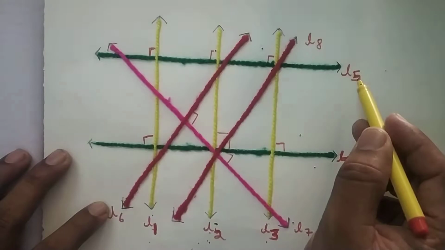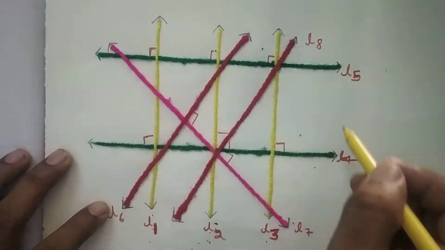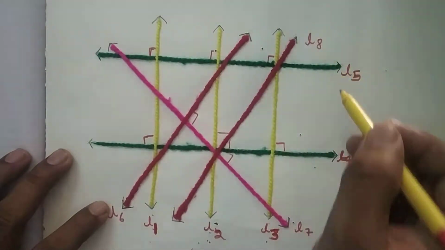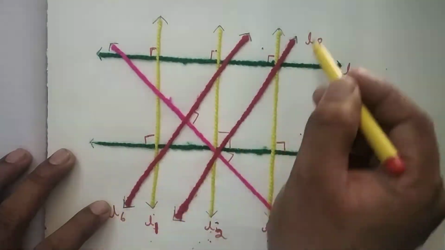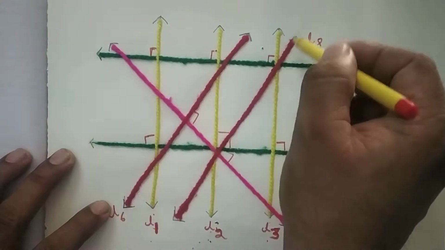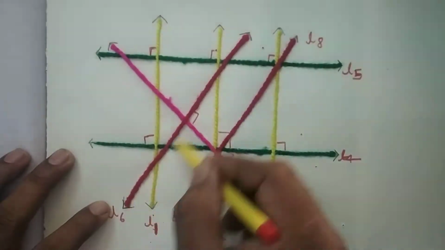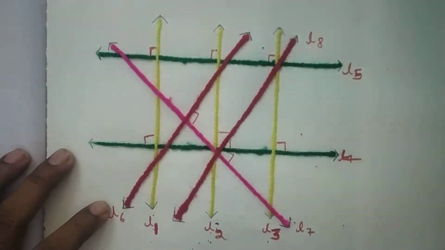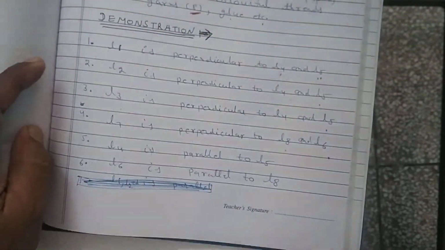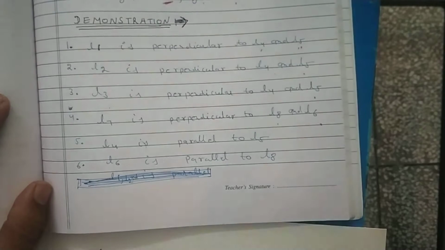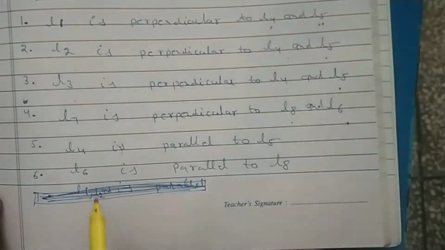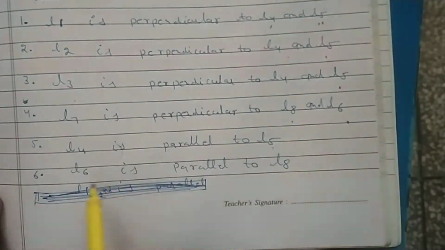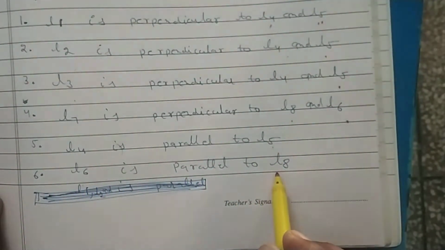And we see that L4 and L5 are parallel. And L6 and L8 are also parallel to each other. Now we write down this observation also in the files. L4 is parallel to L5 and L6 is parallel to L8.